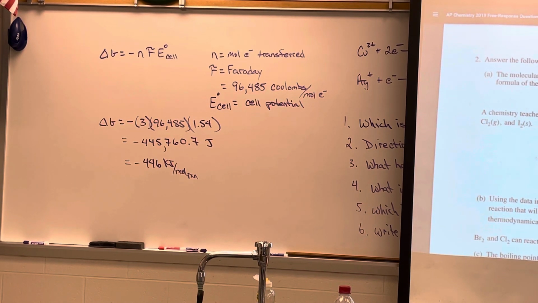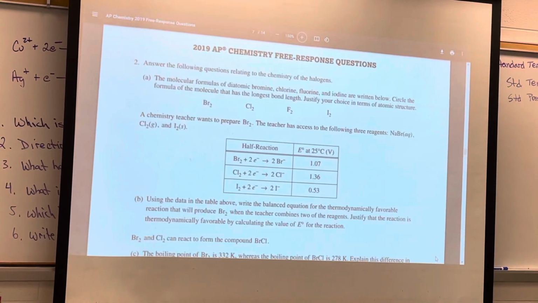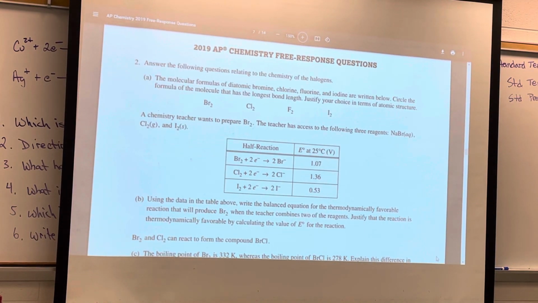The molecular formulas of diatomic bromine, chlorine, fluorine, and iodine are written below. Circle the formula of the molecule that has the longest bond length. Justify your choice in terms of atomic structure. Pick an answer, don't say it out. How would you justify it? Jeremy, what do you think?